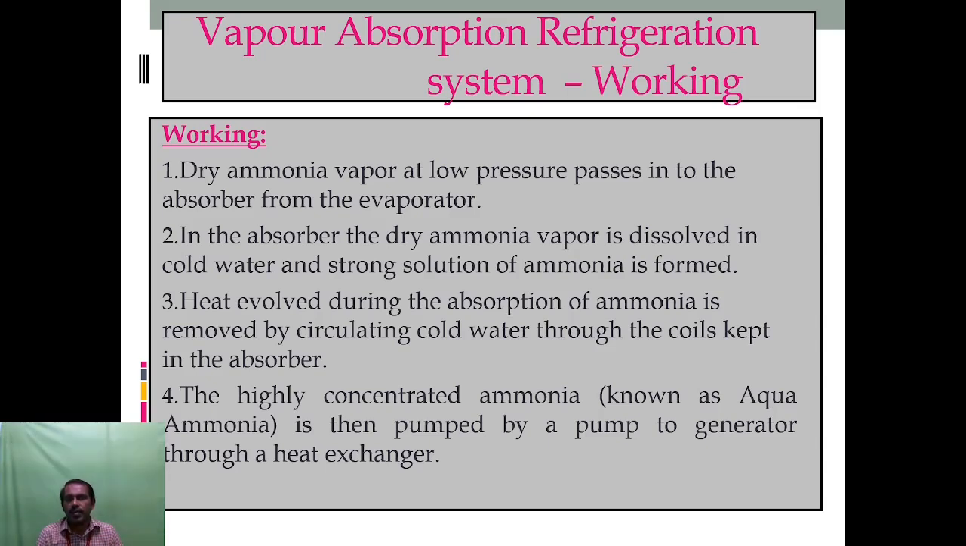In the working of the vapor absorption system, the dry ammonia vapor at low pressure passes into the absorber from the evaporator. In the absorber, the dry ammonia vapor is dissolved in cool water and a strong solution of ammonia is formed. The heat evolved during the absorption of ammonia is removed by the cool water circulating through a coil tube in the absorber. Then the highly concentrated ammonia solution is pumped to the generator through the heat exchanger.